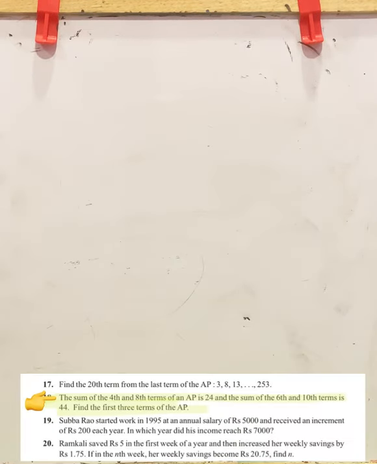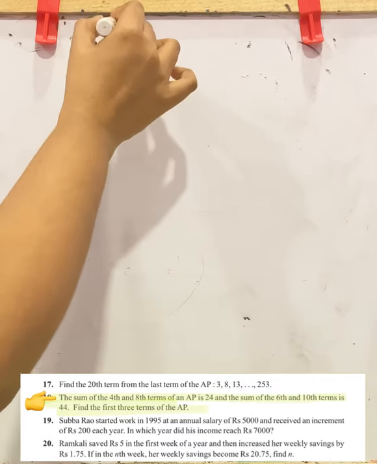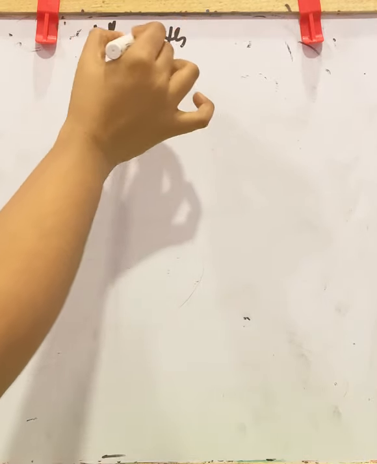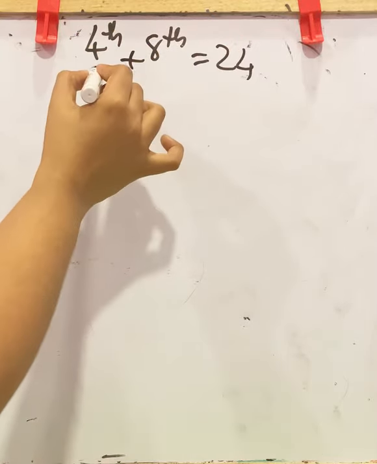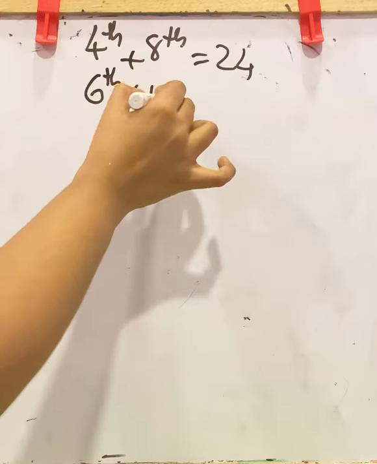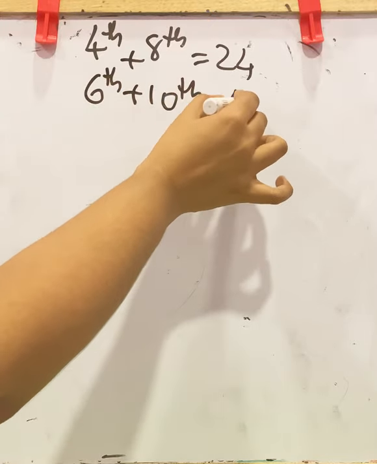Next question. The sum of the 4th and 8th term of an AP is 24 and the sum of the 6th and 10th term is 44. Find the first three terms of the AP. So first you have to find the AP. Then only you can write three terms of that AP. So here the conditions are: the sum of the 4th and 8th terms is equal to 24 and the sum of the 6th plus 10th term is 44.